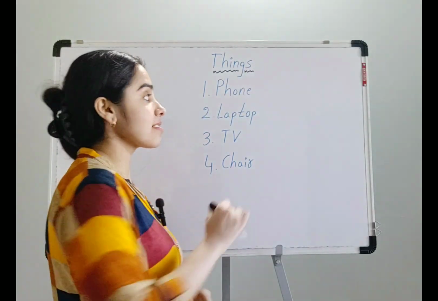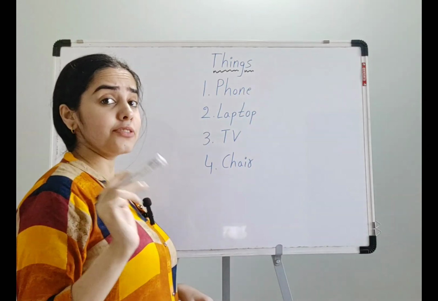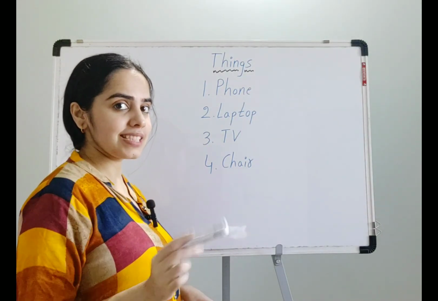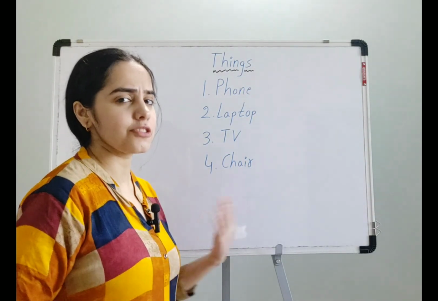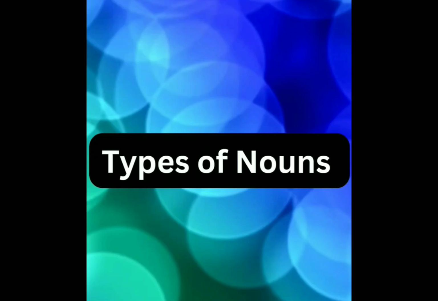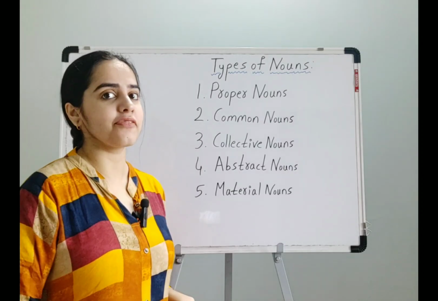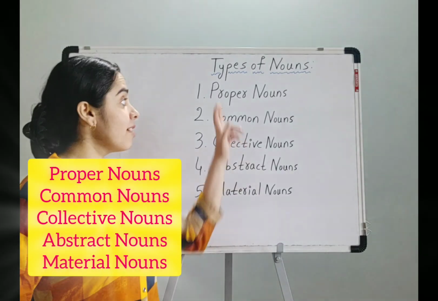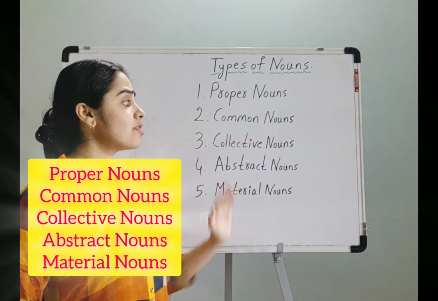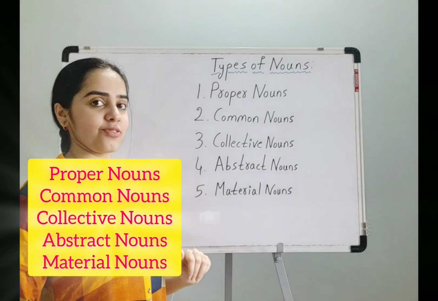Examples of things: phone, laptop, TV, chair. Can you give me more examples? Think. Yes, table, bed, car and bike. There are many different types of nouns, but the most important ones which we need to remember are proper nouns, common nouns, collective nouns, abstract nouns and material nouns.